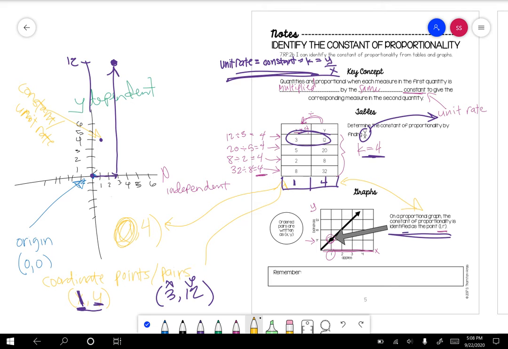So if we were talking about cookies sold and money earned for the y variable, we would say that for every 1 cookie sold, we make $4. Or $4 per cookie. Remember, per means unit rate or constant. So hopefully this makes a little more sense now that we've done some basics of graphing. So if you're ever given a graph and you're told to find the constant of proportionality on the graph, you're going to look for the x value of 1.